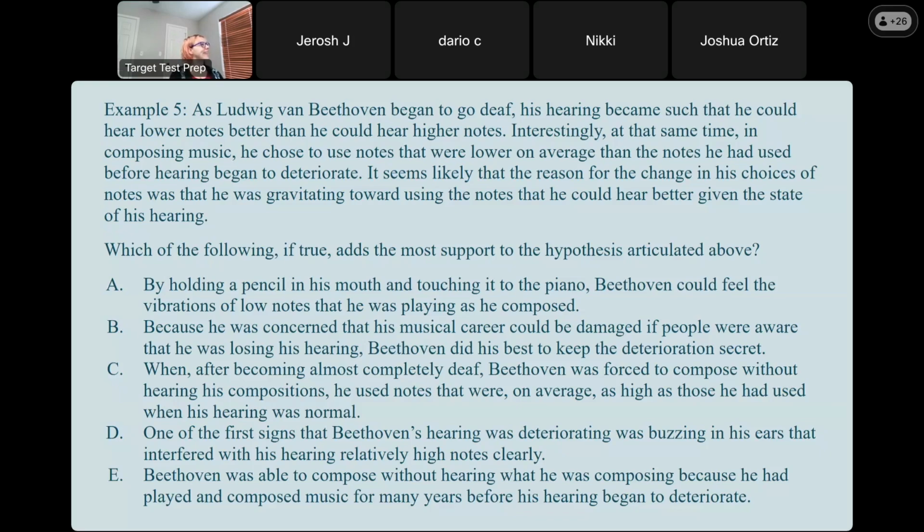So let's see. As Ludwig van Beethoven began to go deaf, his hearing became such that he could hear lower notes better than he could hear higher notes. Interestingly, at that same time, in composing music, he chose to use notes that were lower on average than the notes he had used before hearing began to deteriorate. It seems likely that the reason for the change in his choices of notes was that he was gravitating toward using the notes that he could hear better given the state of his hearing. Which of the following, if true, adds the most support to the hypothesis articulated above?